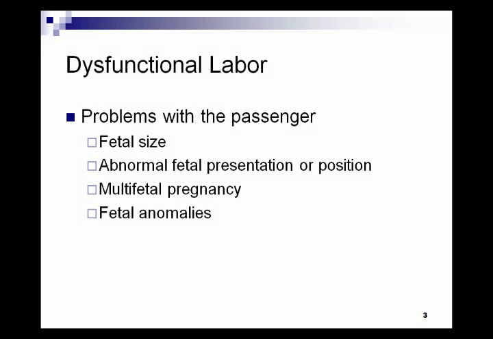Fetal anomalies. Fetal anomalies such as hydrocephalus, which would expand the fetal skull, may prevent normal descent of the fetus. Abnormal presentations such as breech or transverse lie also are associated with fetal anomalies, and these are usually discovered on ultrasound.